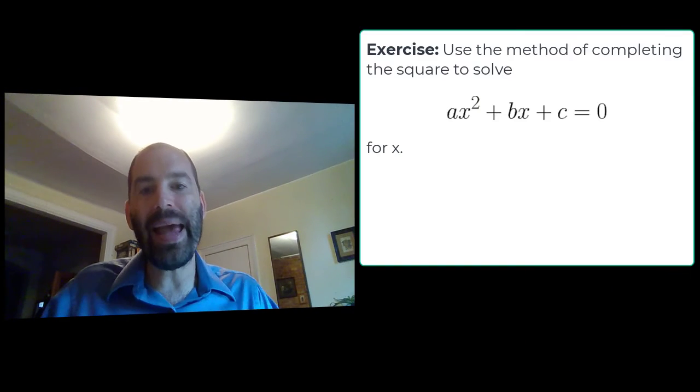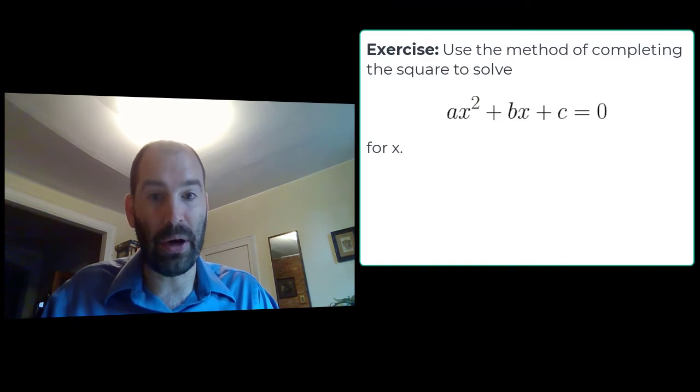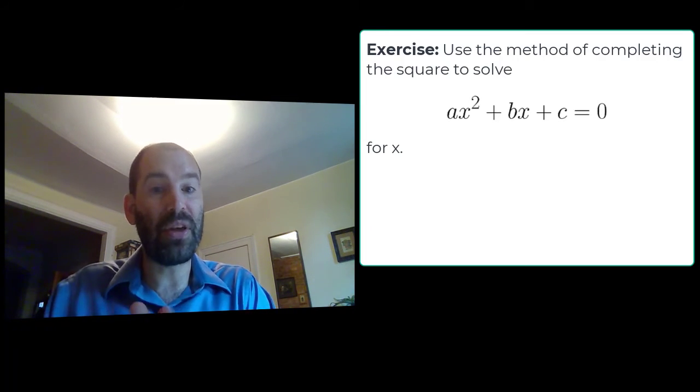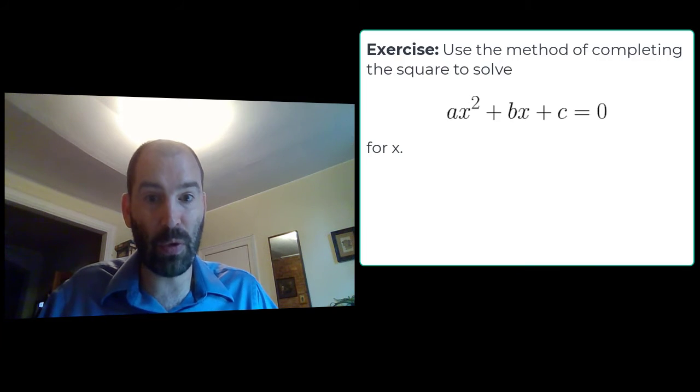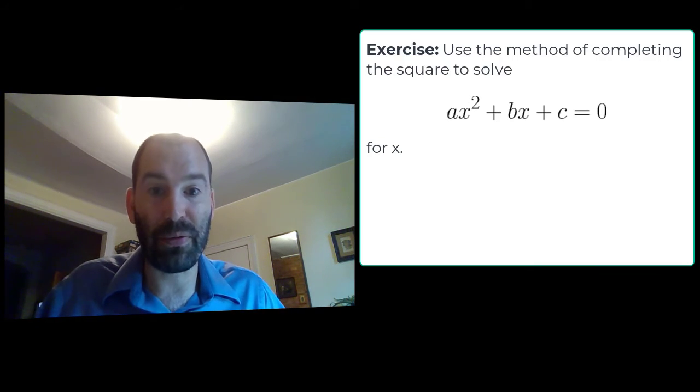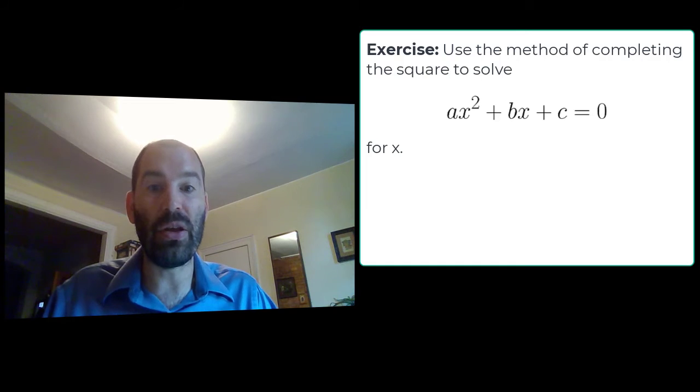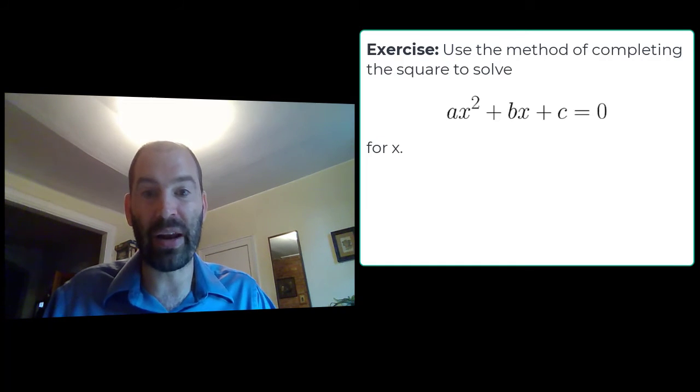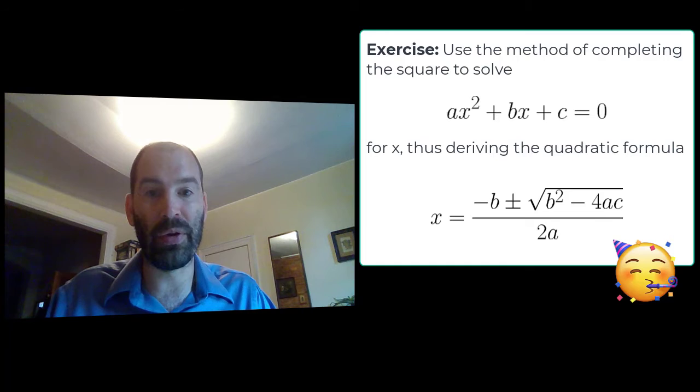Also, one really great exercise for you to do is to take a polynomial equation in the form ax squared plus bx plus c equals 0 and use the method of completing the square to solve for x. Not knowing what the numbers a, b, and c are, leave them as variables. Now, if you go through the same method we just did, complete the square, and use that to solve for x, you'll find that you have just derived the quadratic formula. So that's a really good exercise for you to do. Derive the quadratic formula by completing the square on that equation.